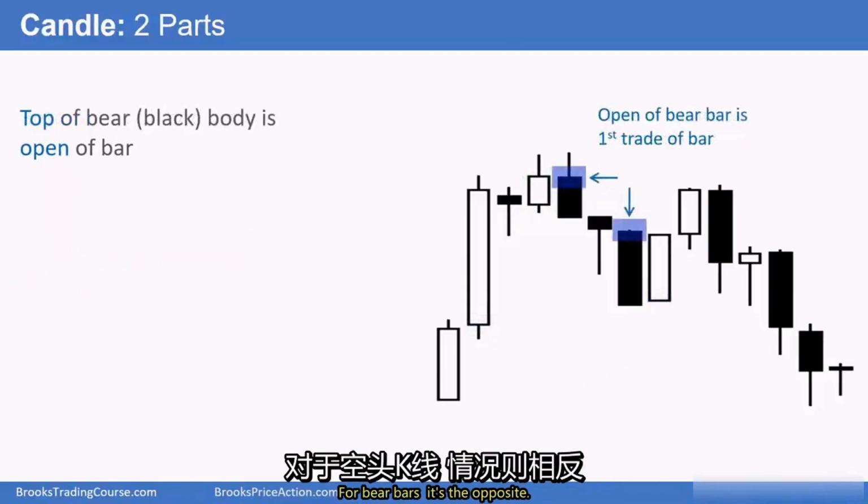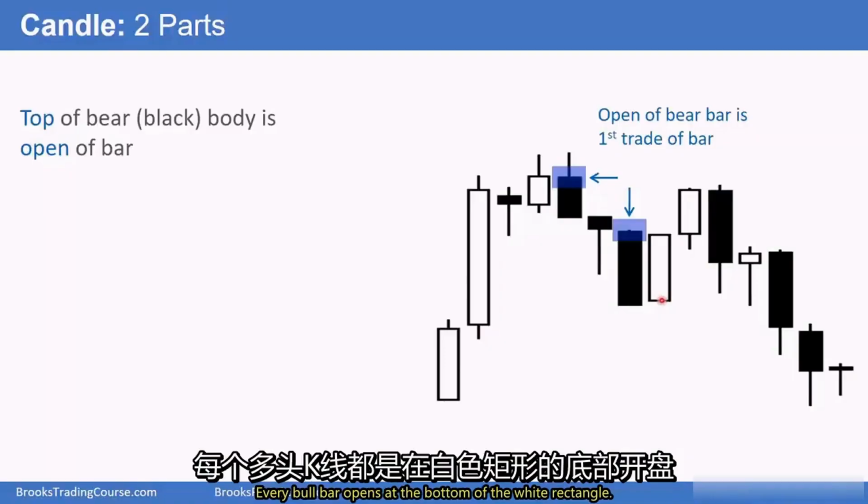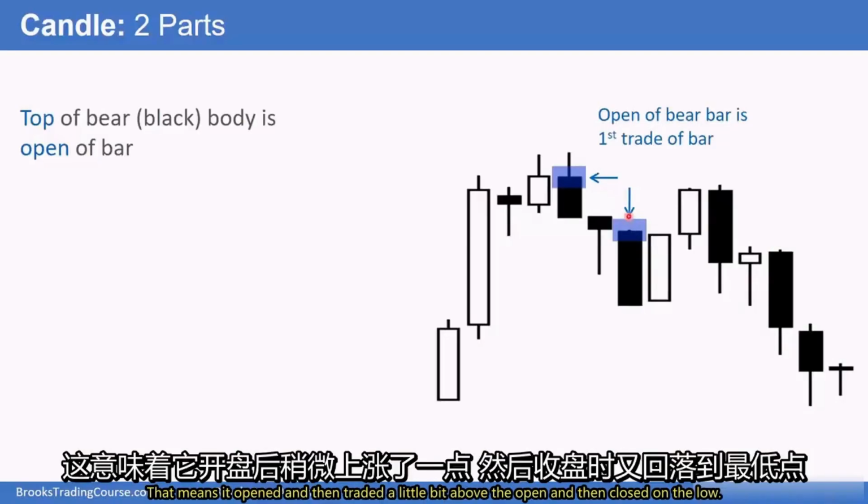For bear bars, it's the opposite. Remember, every bear bar, every black bar, opens at the top of the black rectangle, in contrast to a bull bar. Every bull bar opens at the bottom of the white rectangle. Here, there's only a very tiny tail on top of the bar. That means it opened and then traded a little bit above the open and then closed on the low.